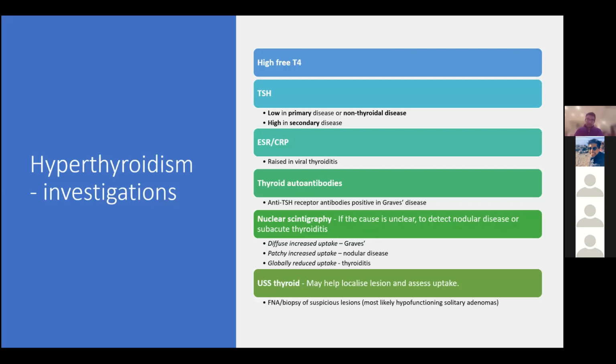For the purpose of this talk, when I say thyroiditis, I'm usually referring to viral or De Quervain's. Obviously there is postpartum thyroiditis, which is a different subset for patients post-pregnancy.